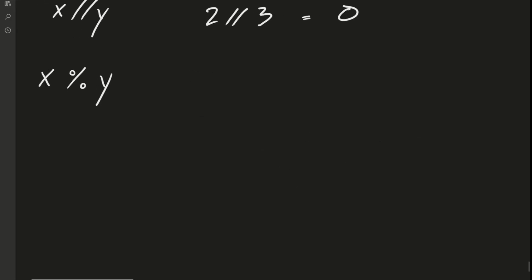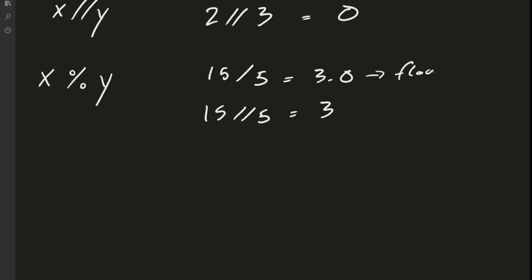Now let's see some more operations. 15 divided by 5 equals 3.0. Pretty standard. 15 integer division 5 is just 3. No decimal part. The first is a floating point number: this gives a result as a float. The second gives a result as an integer.